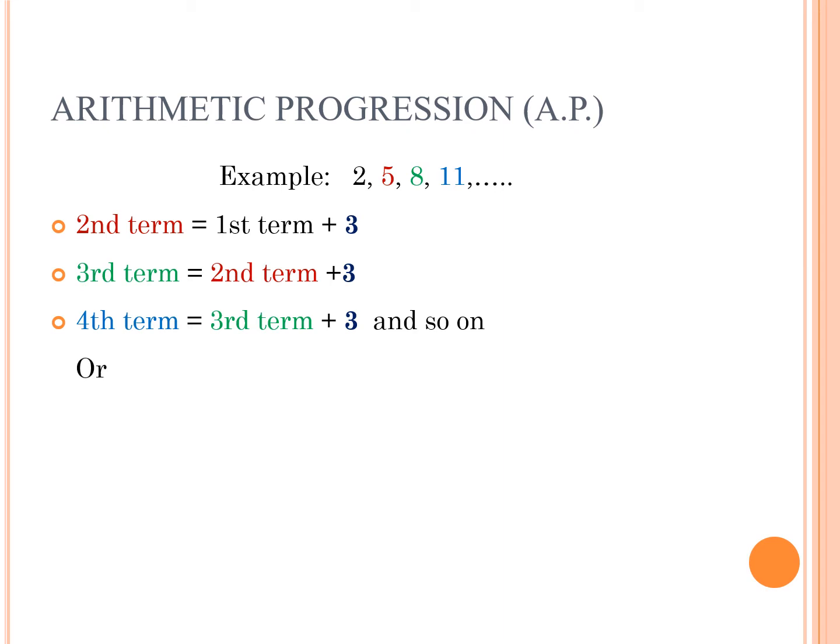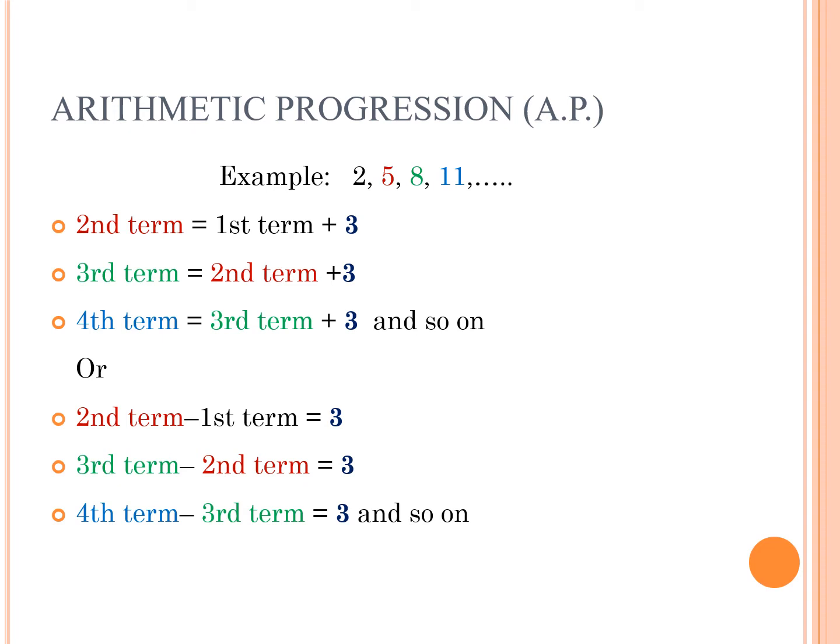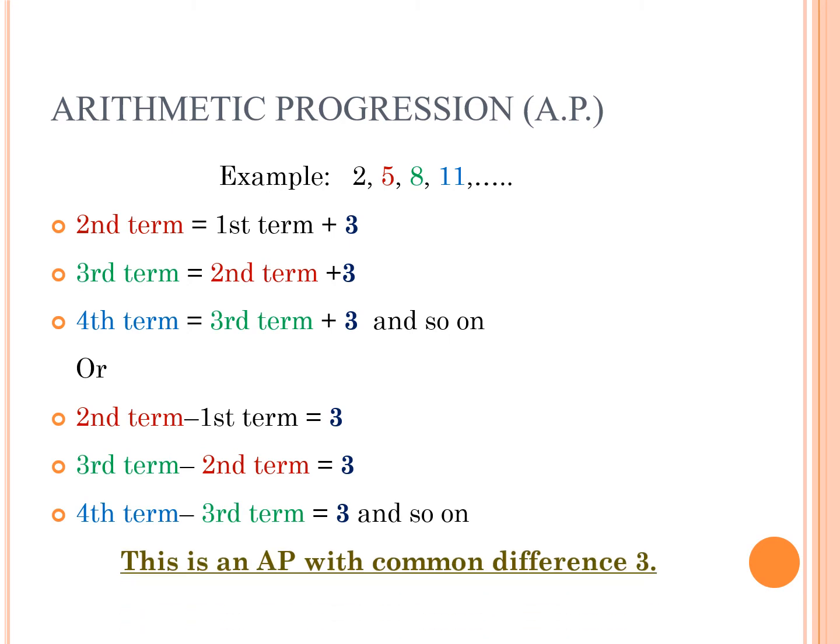Or we can check whether this is an AP another way. Second term minus first term is equal to 3. Third term minus second term is again equal to 3. Fourth term minus third term is again 3. So, the difference between any two consecutive terms in this sequence of numbers is a constant, and that constant is 3. So, this is an arithmetic progression with common difference 3.